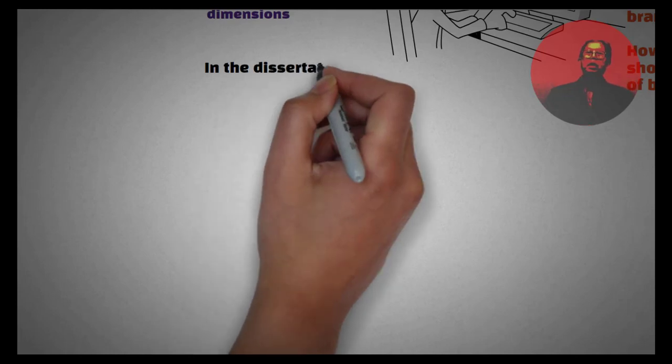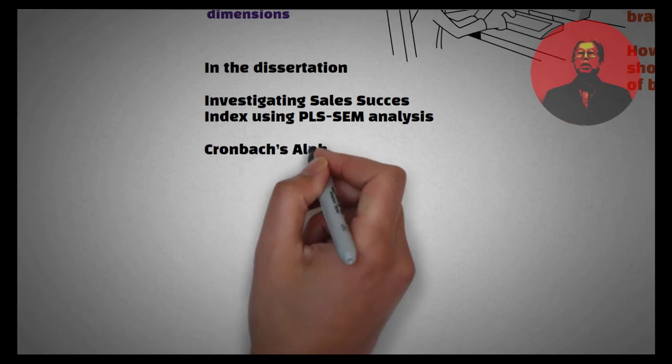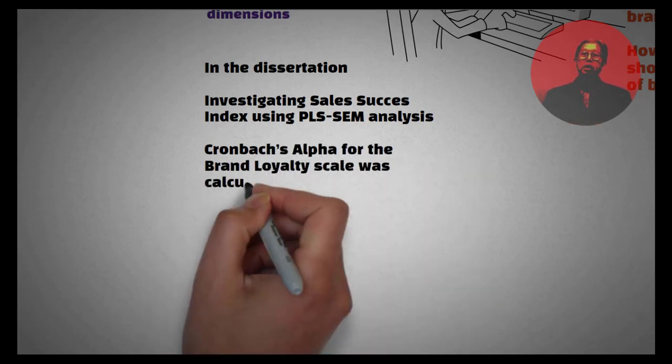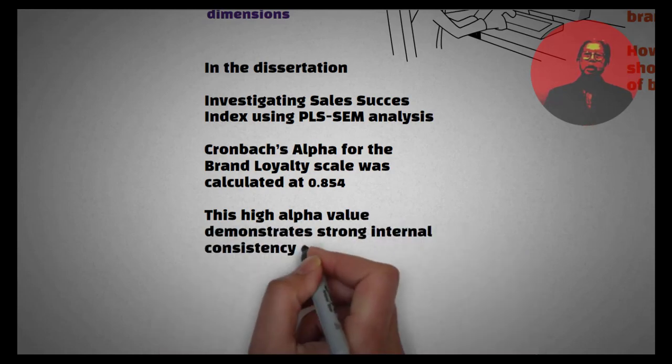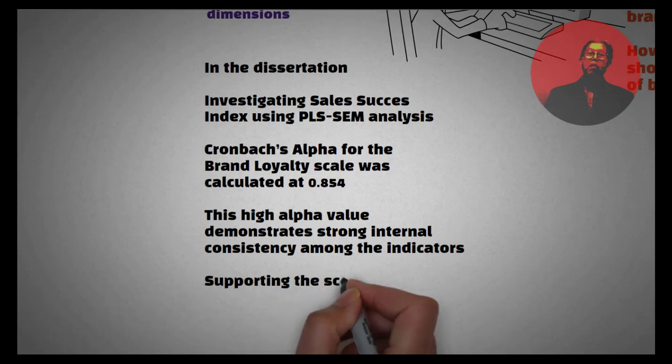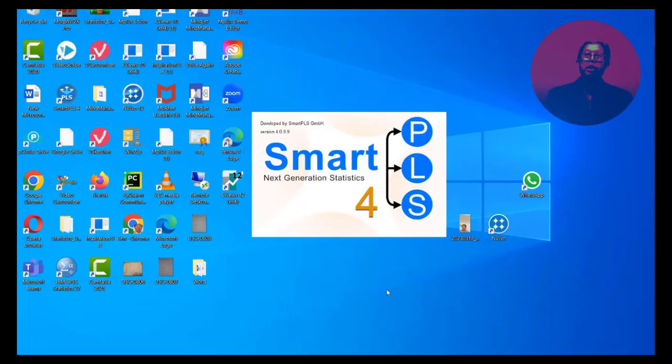In the dissertation, this is one of the examples of how to report. In the dissertation investigating sales success index by using partial least square structural equation modeling analysis, Cronbach's alpha for the brand loyalty scale was calculated at 0.854. This high alpha value demonstrates strong internal consistency among the indicators, supporting the scale's reliability in measuring brand loyalty.